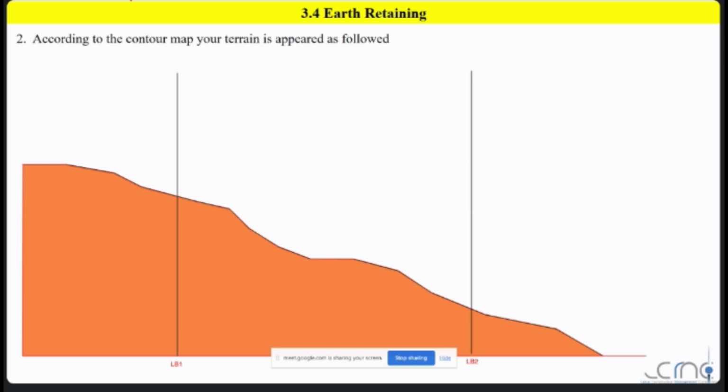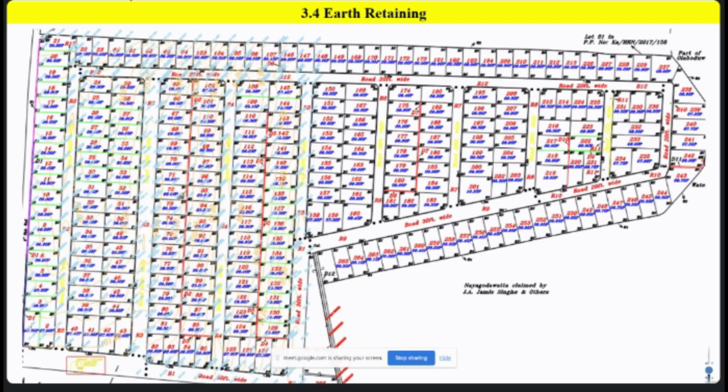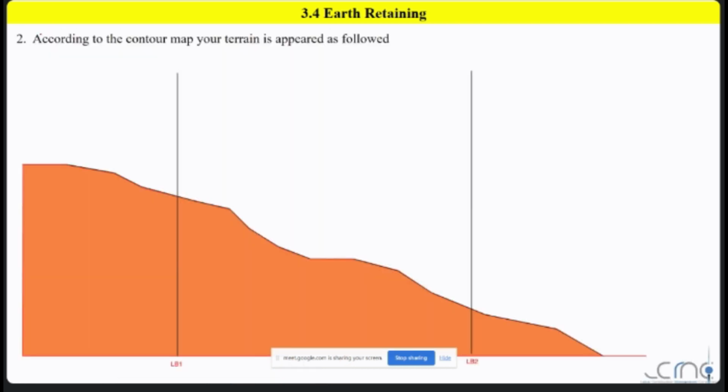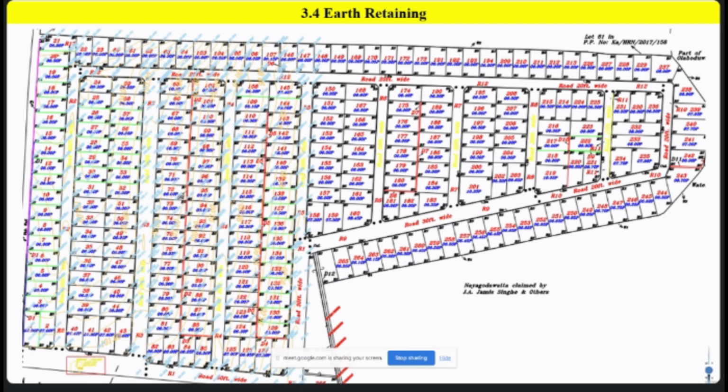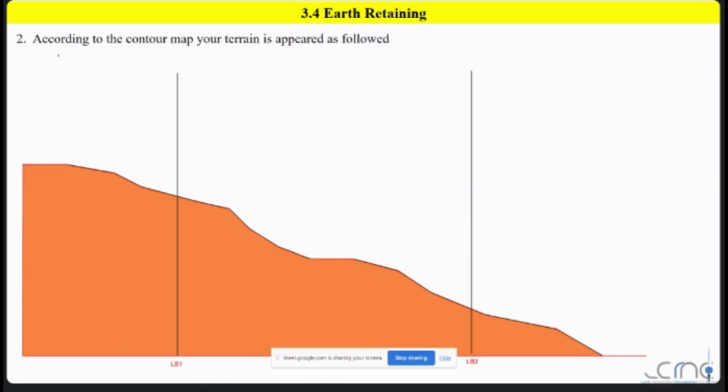Now let me go back to the beginning, to the zero level. Just forget about this plotting. What you have to do is select the land. Now you have already selected the land, and you have this kind of terrain. I'm just converting according to the contour map. This is your terrain.